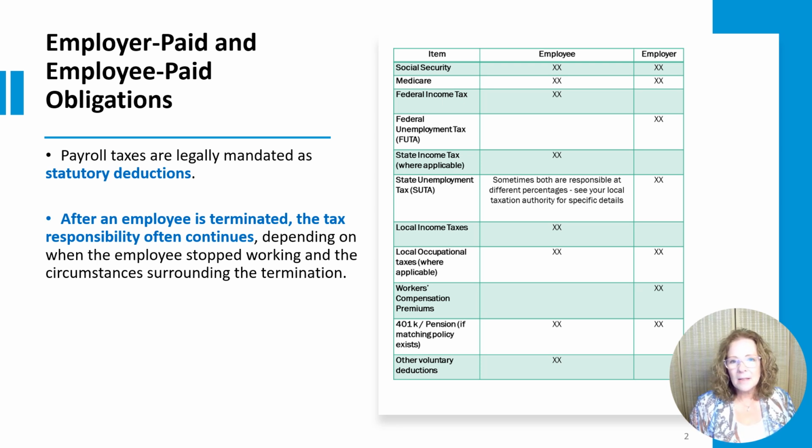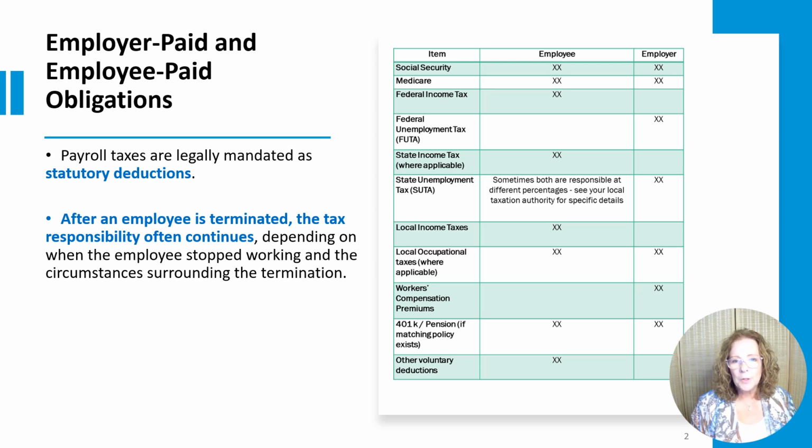However, income taxes such as federal, state, and local income taxes, along with other voluntary deductions, are paid solely by the employee. On the other hand, FUTA, SUTA, with certain exceptions, and workers' compensation insurance are paid exclusively by the employer. Regardless of who holds the responsibility for paying the taxes and deductions, once a company hires employees and issues paychecks, the employer is required to reconcile the employee's tax withholdings with tax payments on quarterly and annual forms.